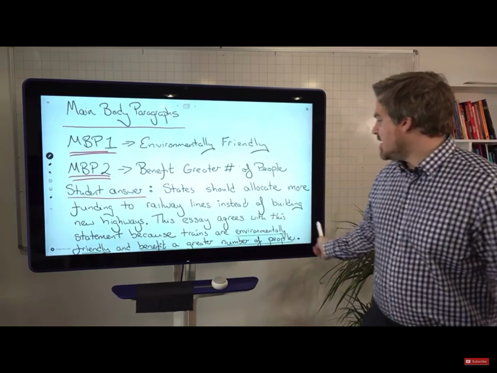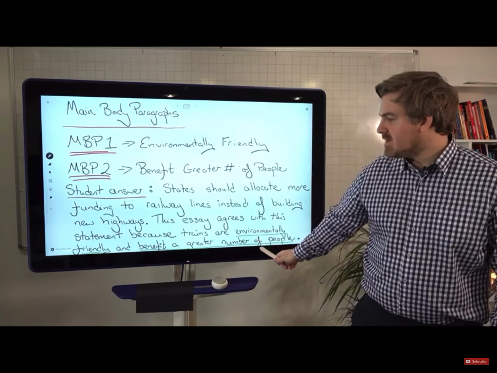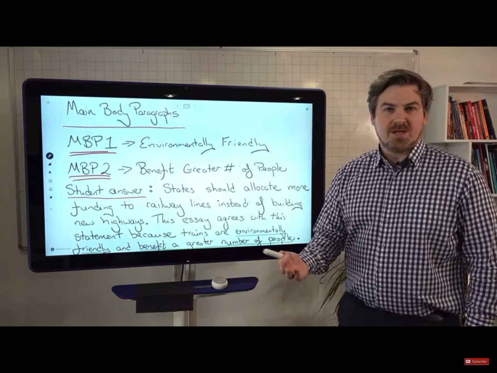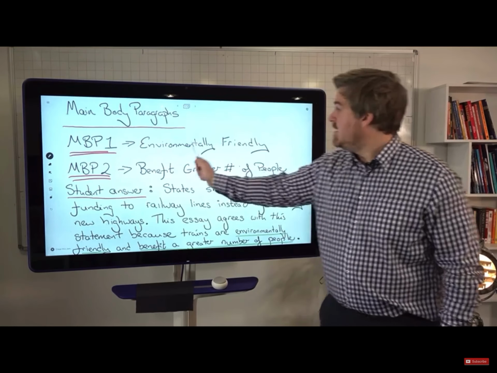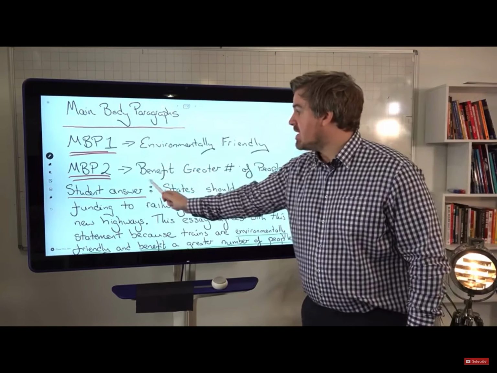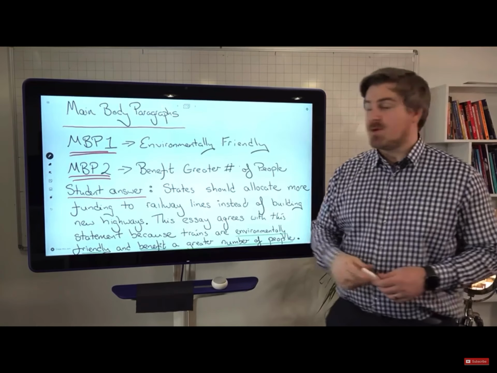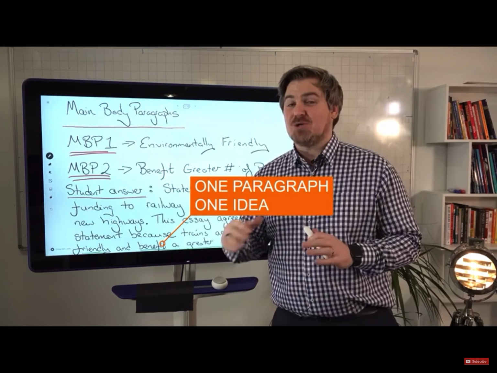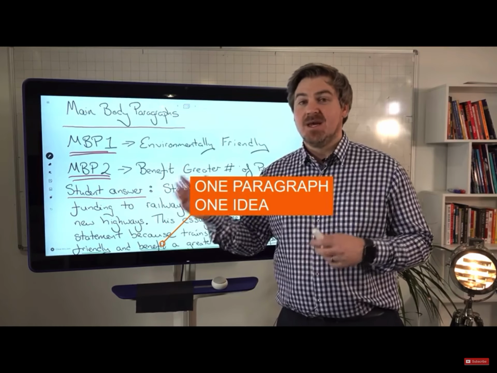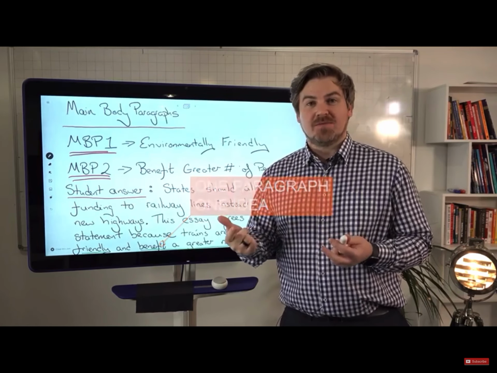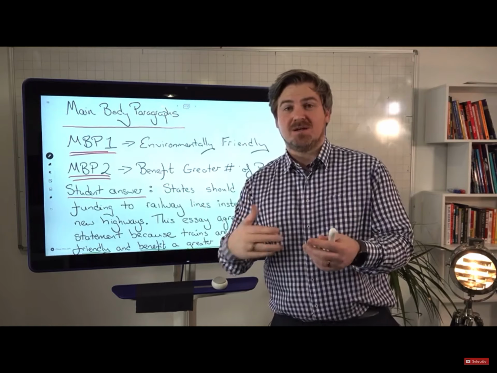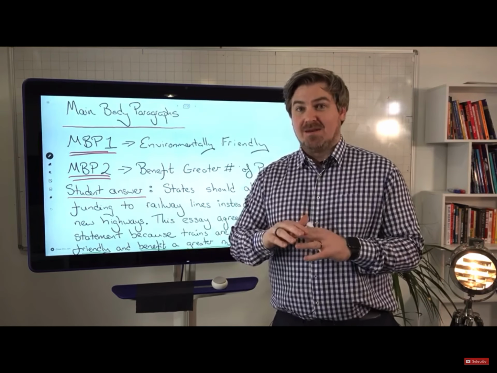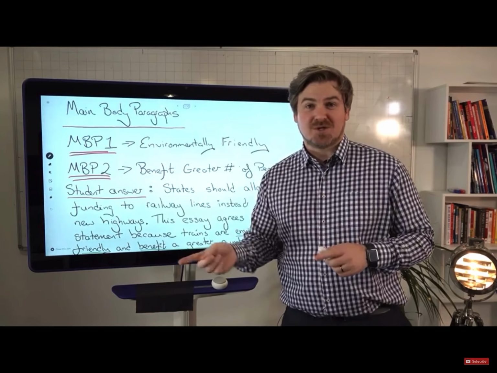So if we look at their introduction, idea 1, environmentally friendly. Idea 2, benefit a greater number of people. Guess what we're going to put in the main body paragraphs? Main body paragraph 1, environmentally friendly. Main body paragraph 2, benefit greater number of people. One paragraph, one idea. One paragraph, one idea. You should not have multiple main ideas in one paragraph. The purpose of a paragraph is to introduce an idea and explain it, give an example, discuss that idea, and then if you want to start a new idea, start a new paragraph.